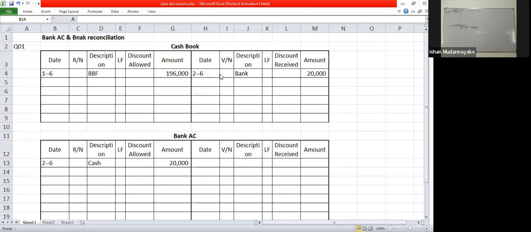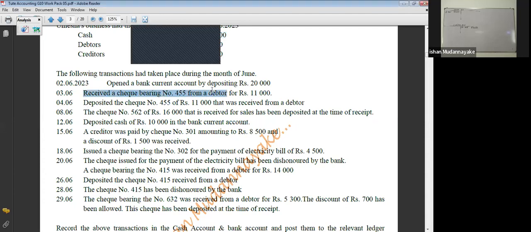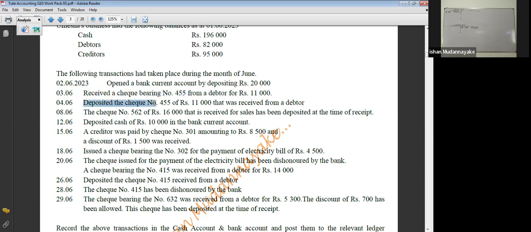3rd June: received the check bearing number 455 from a debtor for 11,000. For 11,000, the business received the check. And then the next transaction: 6 June. Here, 3rd June received the check, 4th June deposited the check, 11,000 that was received from the debtor.